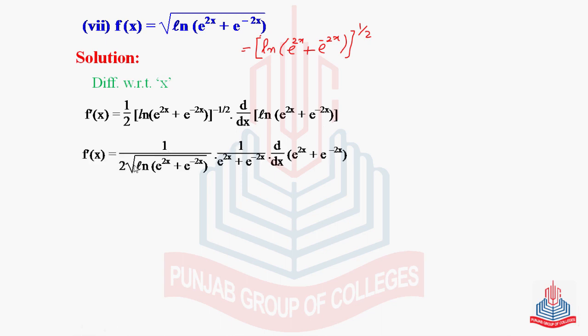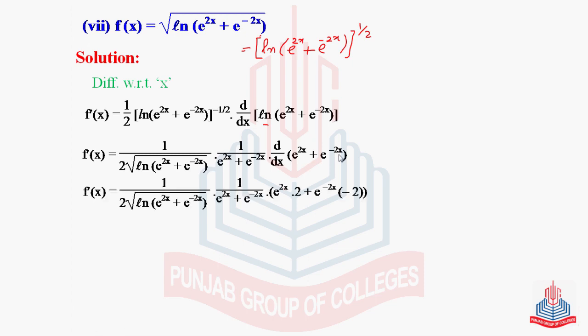That can be written as 1 by 2, shifting this to the denominator containing a negative power, so it will become a positive power, and can be written in the square root form. And now to differentiate this function, as we already discussed in our previous parts, the derivative of log f of x will be 1 over f of x. Here f of x is e raised to the power 2x plus e raised to the power minus 2x, so that will become 1 over e^2x plus e^-2x, and then the derivative will apply on f of x, which is e^2x plus e raised to the power minus 2x.